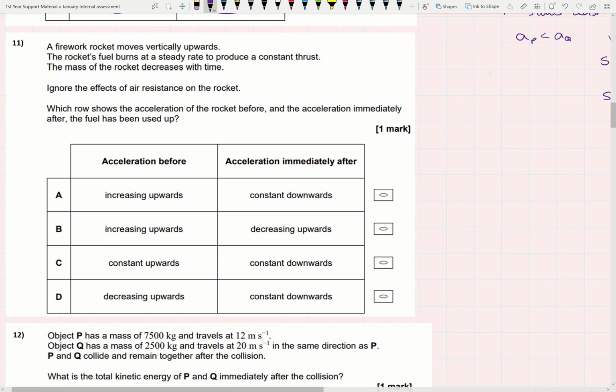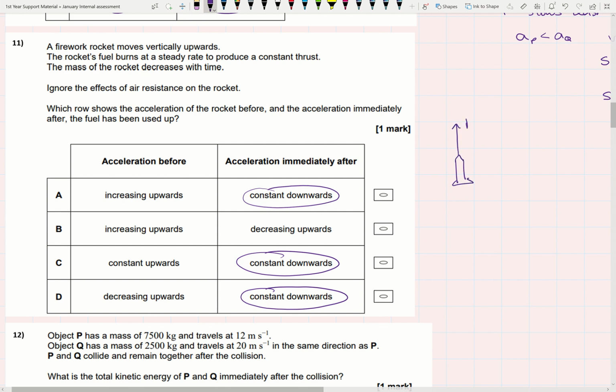Okay, let's have a look at number 11. A firework moves vertically upwards, burns at steady rate, produces a constant thrust, and the mass of the rocket decreases with time, ignoring air resistance this time. Which row shows the acceleration of the rocket before and the acceleration immediately after the fuel has been used up? So immediately after the fuel has been used up, it's going to have to be constant downwards because then there's no upwards force.